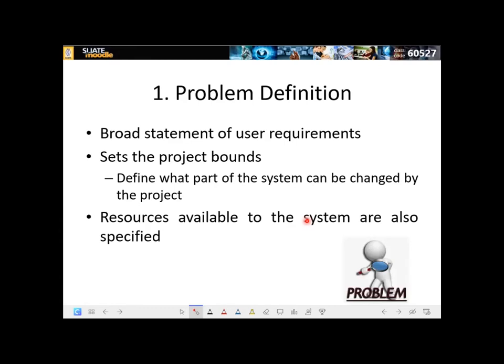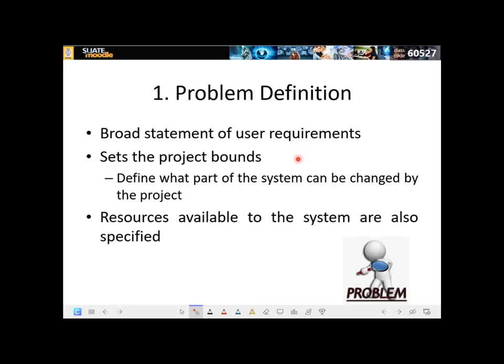The first stage is problem definition. Broad statement of user requirements. In this stage, we are going to identify what kind of requirements there are, right? We are not going into detail about what happens in the requirement and how it happens. We take a broad statement, students, just an overview of what the system requires and what this system does.